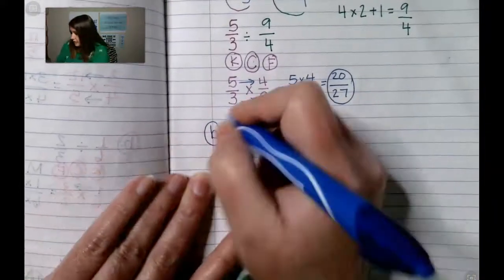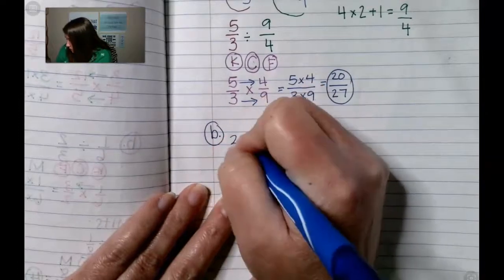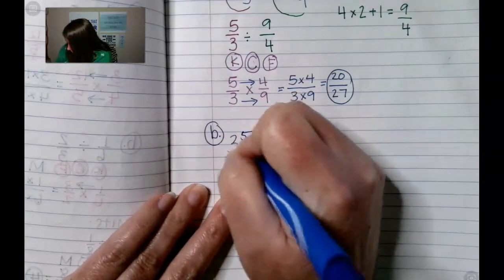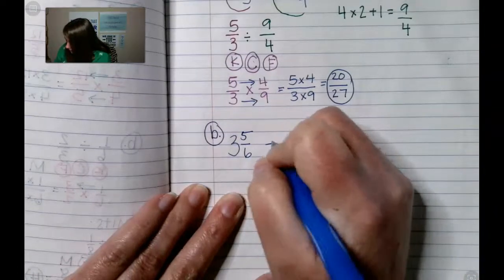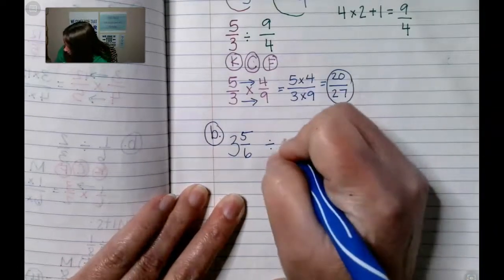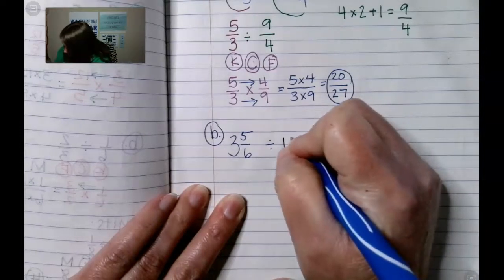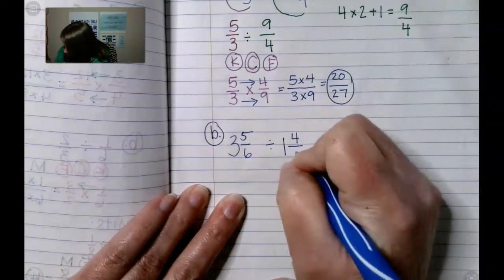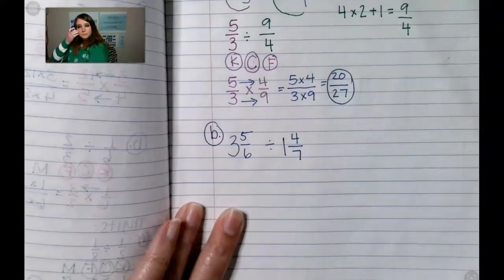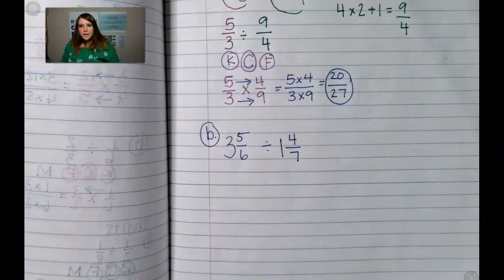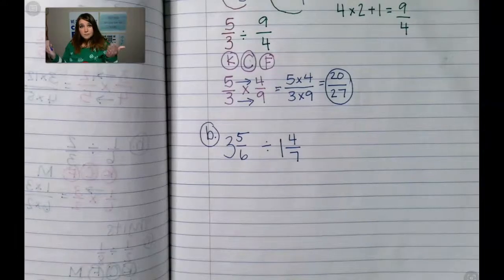Okay, on this one, let's go ahead and do 3 and 5/6 divided by 1 and 4 sevenths. Okay, so now I'm looking at this problem and I'm asking myself, do I have a fraction divided by a fraction? The answer is no. I have a mixed number divided by a mixed number. I can't do anything with this. So I need to convert.